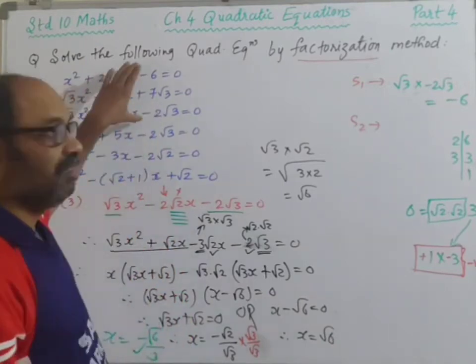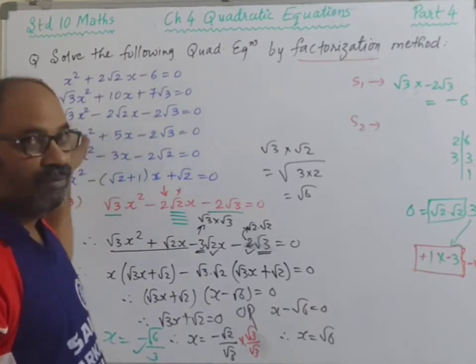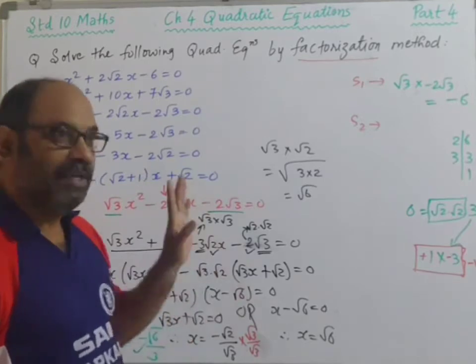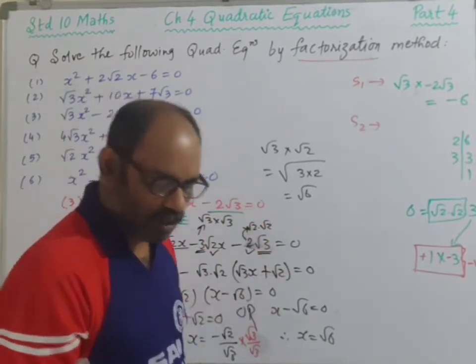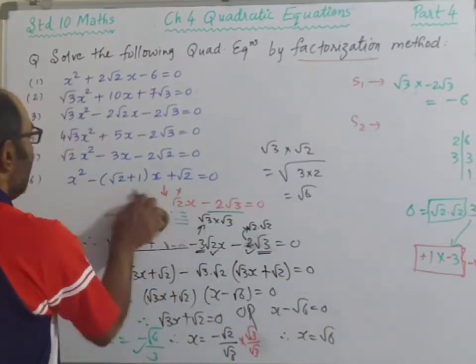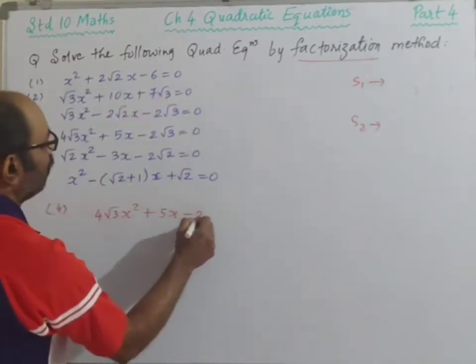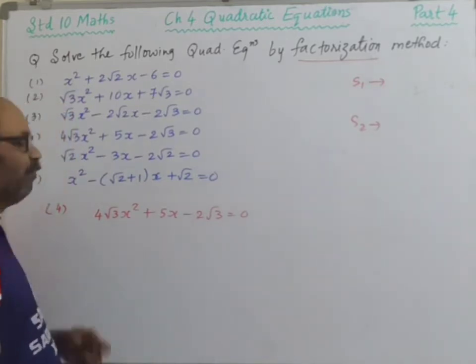So yeah, in this question we experienced that if irrational numbers are there as coefficients, then the roots also come out irrational. Observe and experience. Okay children, moving on to the next one and that is number 4. Here it is, number 4.